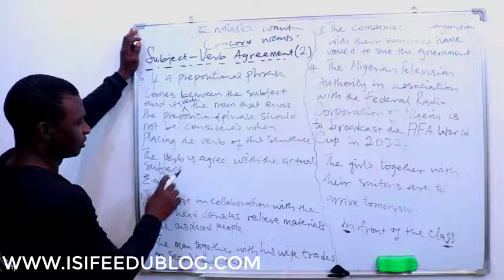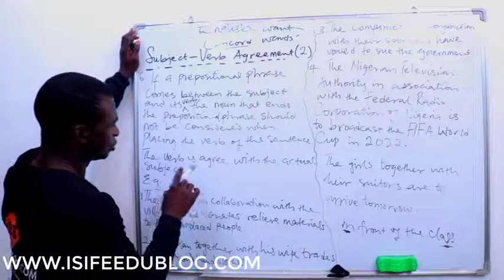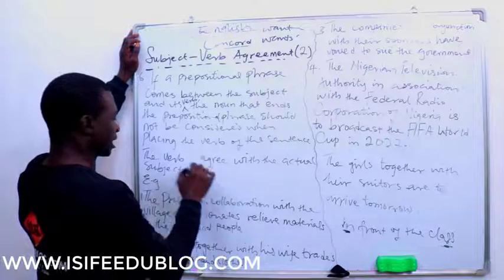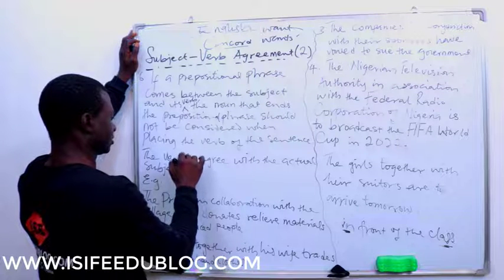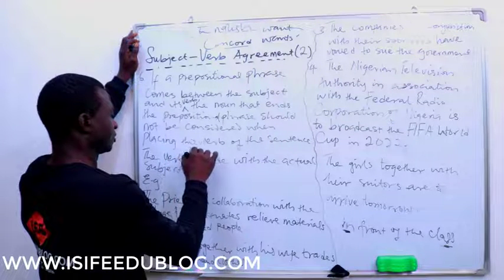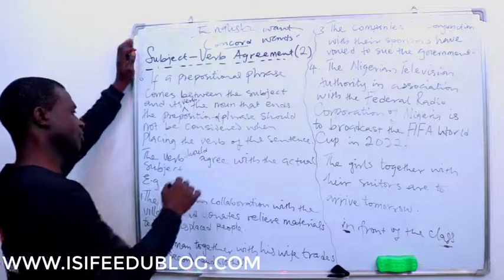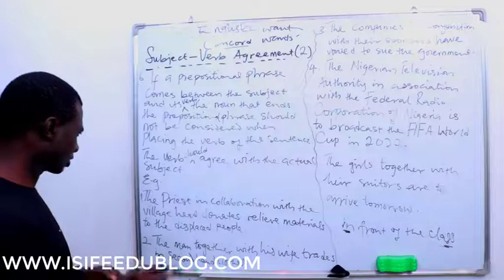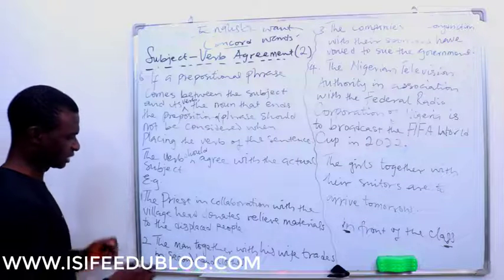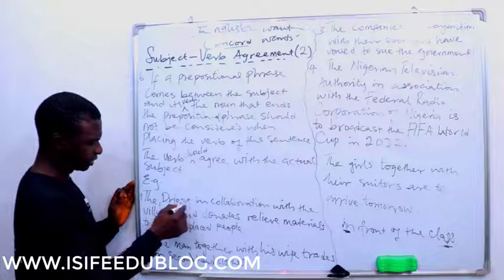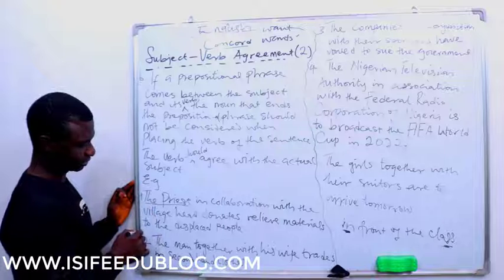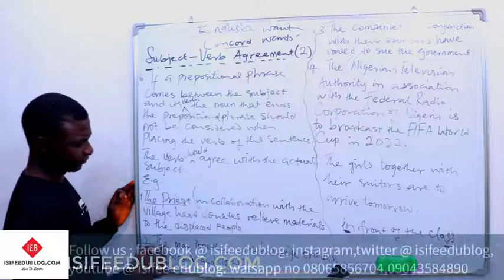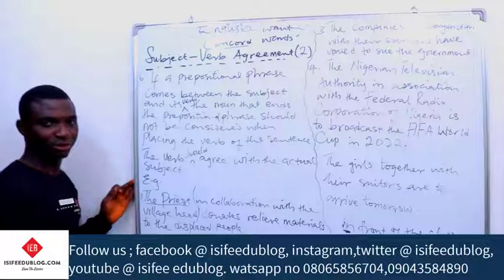The verb should agree with the actual subject. The verb should agree with the actual subject. What is the actual subject? Look at this sentence: The priest, in collaboration with the village head. This is what we mean.